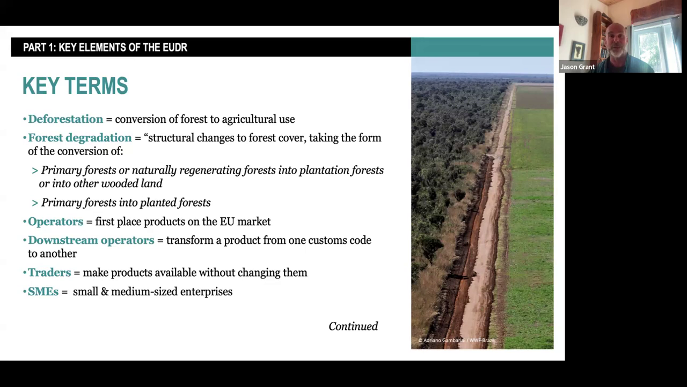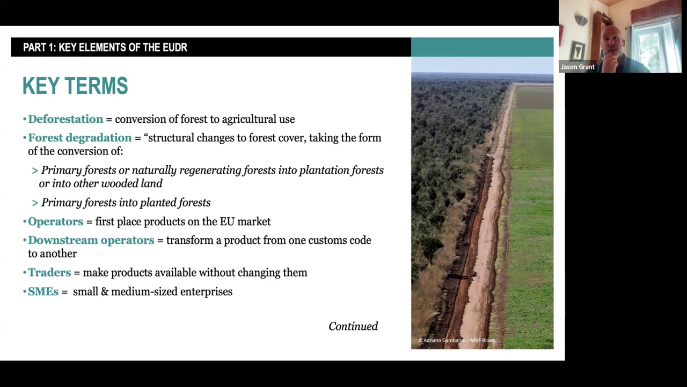So, quoting from the regulation, structural changes to forest cover, which takes the form of the conversion of primary forests or naturally regenerating forests into plantation forests or other wooded land. But it's the plantation forest part that is notable. The definition of plantations is where the trees are all one or two species, and they're the same age and they're evenly spaced. So, basically what we would call tree farms in the US, if you're converting natural forests to what we often call a tree farm here, like Douglas fir in the Northwest or pine in the Southeast, that would be deemed degradation under the EUDR's definitions.